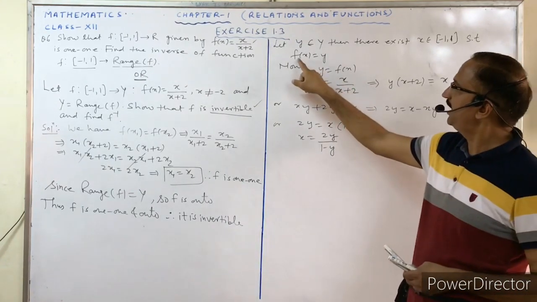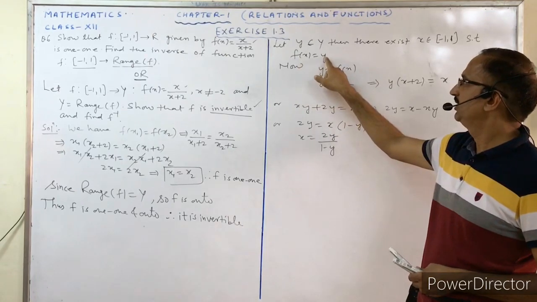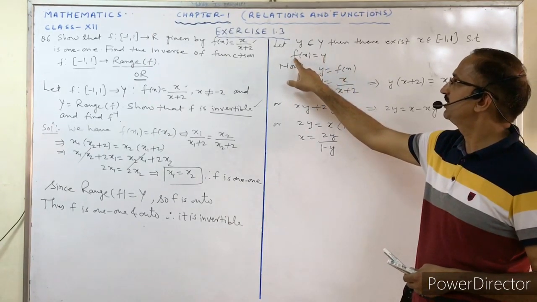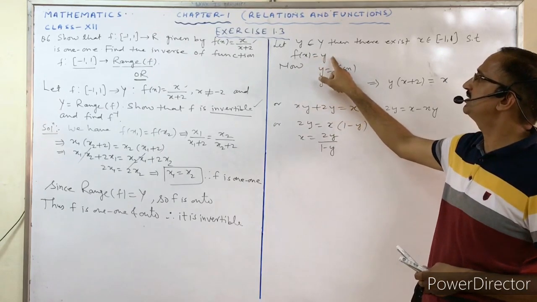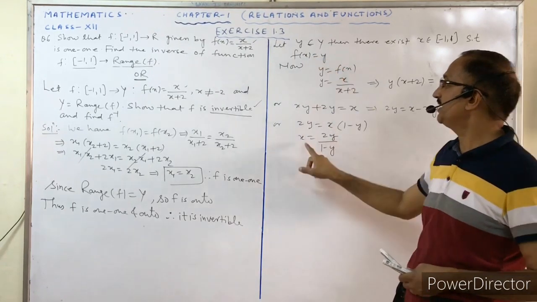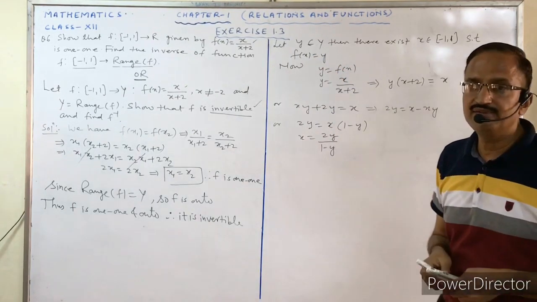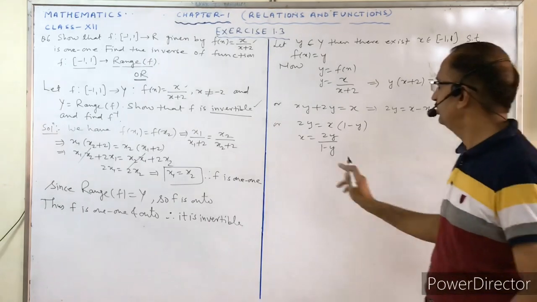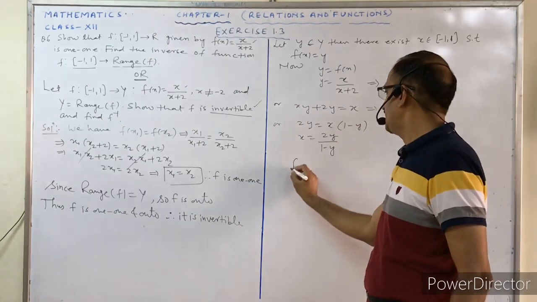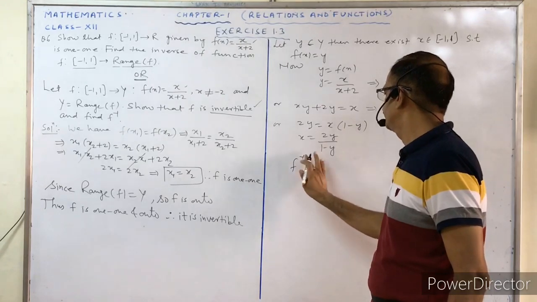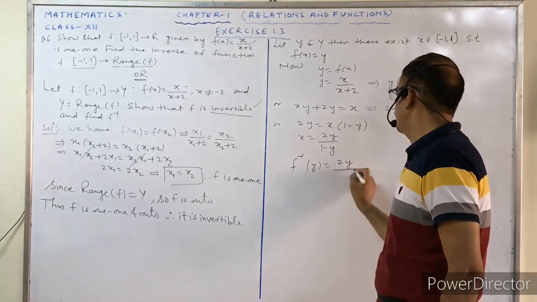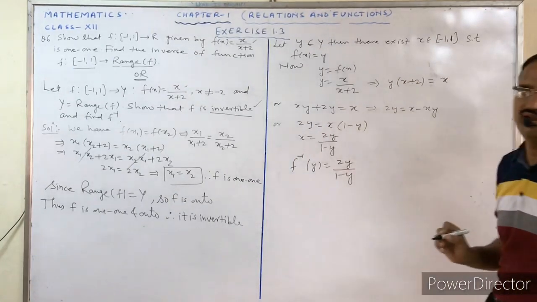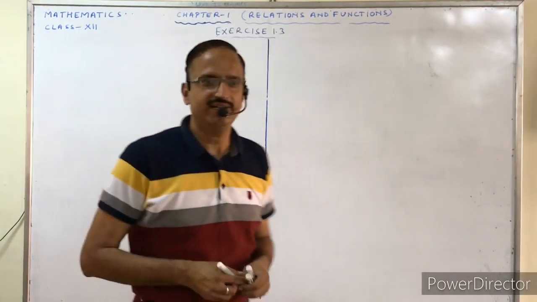When we say f(x) equals y, then when we transfer this f to the right hand side, x becomes f inverse of y. So x is f inverse of y, and in place of this we can write f inverse of y equals 2y upon 1 minus y. Now come to question number 8.